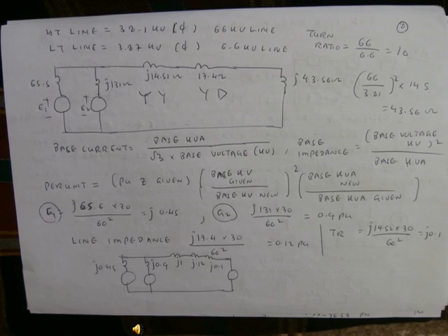Generator 2 is j1.31 multiplied by 30 divided by 66 squared, so you get 0.9 per unit. The line impedance is j70.4 multiplied by 30 divided by 66 squared, so you get 0.12 per unit. The transformer is j14.52 multiplied by 30 divided by 66 squared, so j0.1.